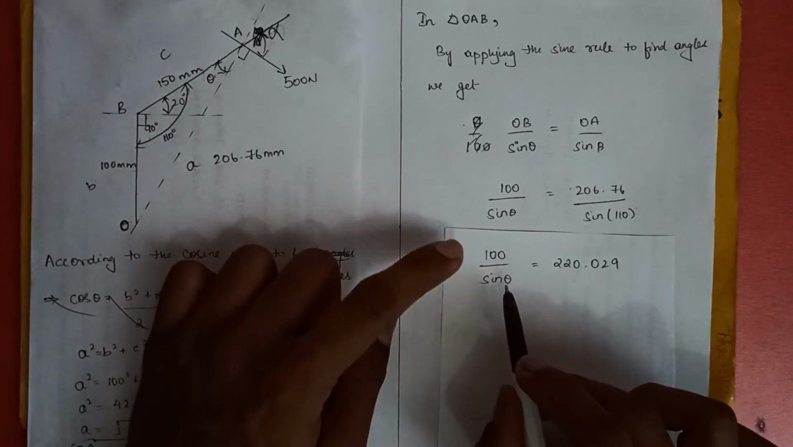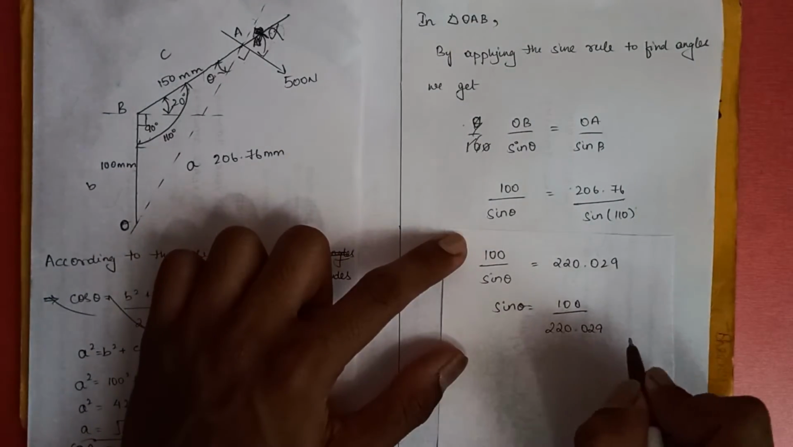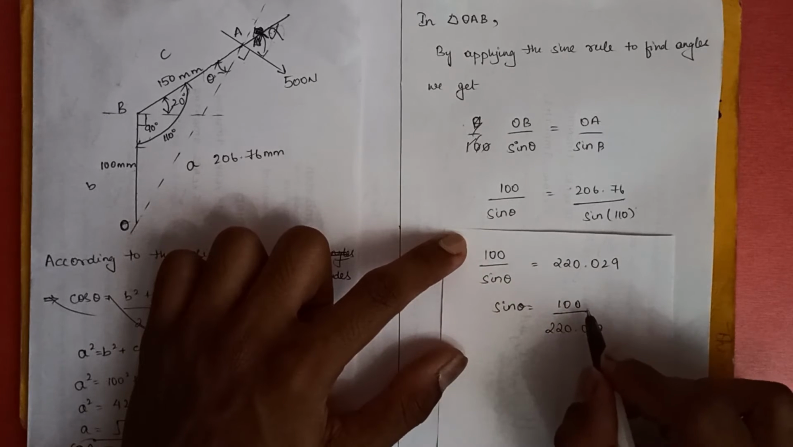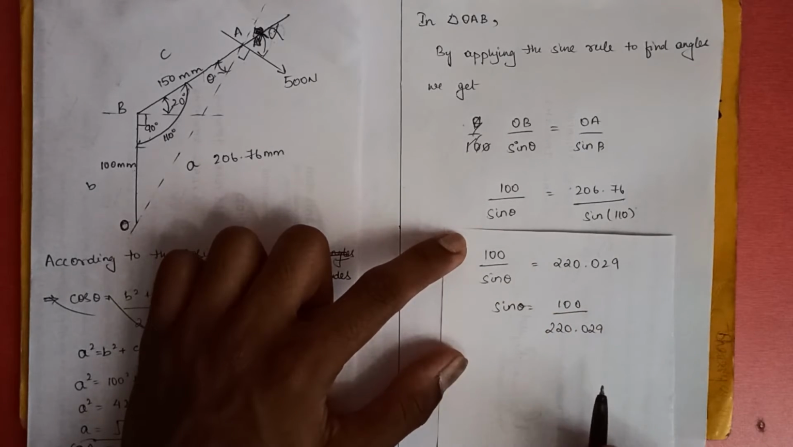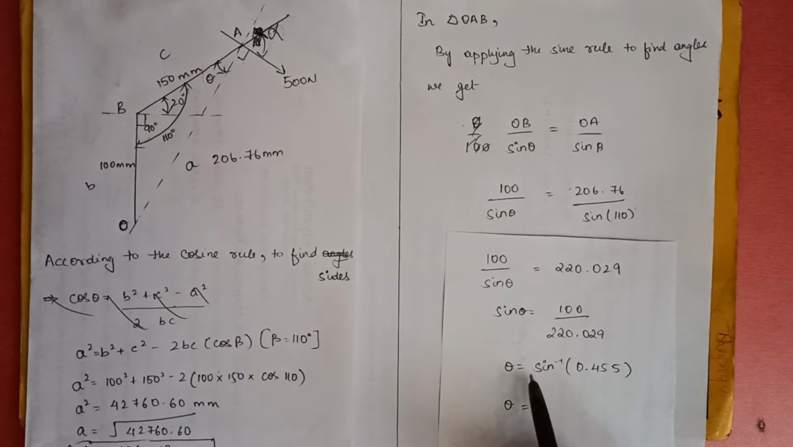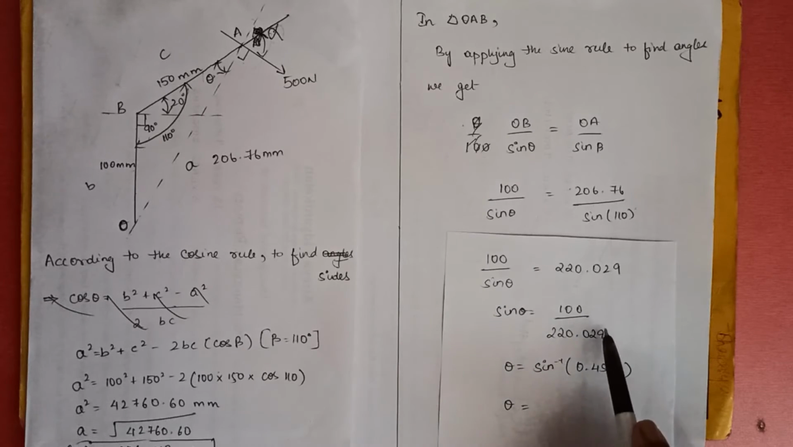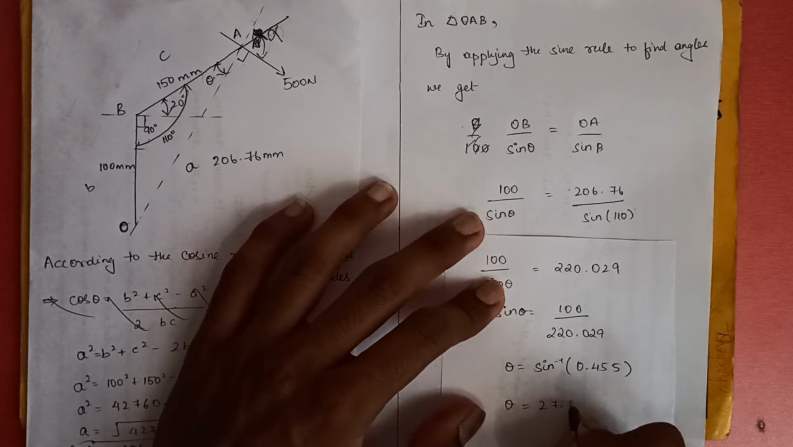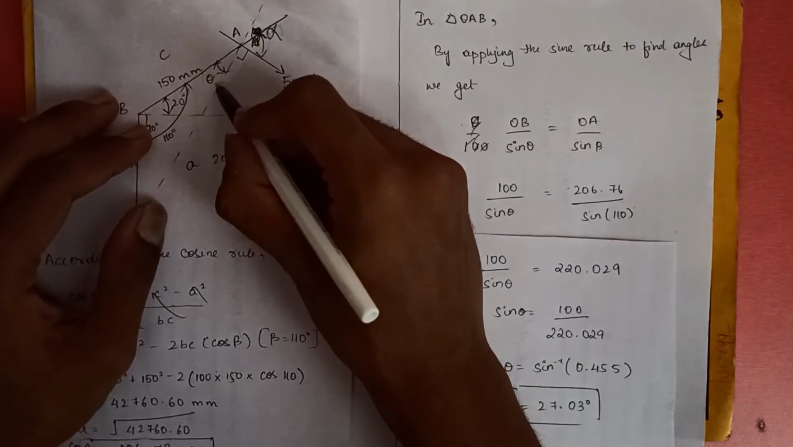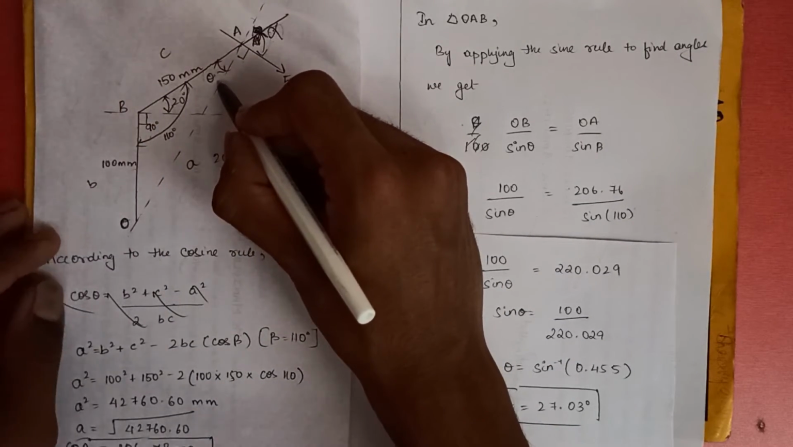Now we need to cross multiply this. On doing that, we get 100 sine theta is equal to 100 by 220.029. Finally, we get theta is equal to, we put the sine on the RHS, sine inverse. On solving this, we get 0.455. That is, theta is equal to 27.03 degrees. Now we have found theta to be 27.03 degrees.